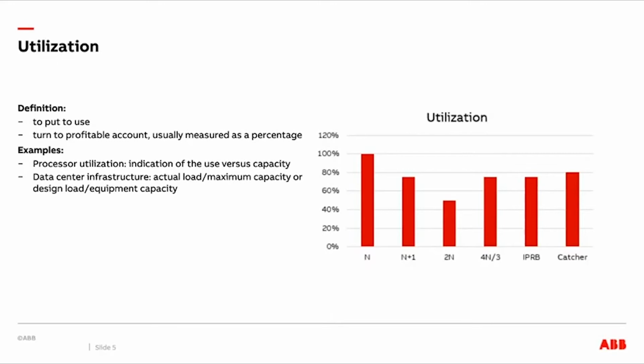What is utilization? It is the ability to put to use an item or a piece of equipment. Actually, it is the ratio of usage versus capacity measured as a percentage. The topology of the critical power system design has a direct impact on the utilization. An N system, which is a system with just enough capacity in the critical components like generators and UPS modules to handle the load, with no redundant paths or components, has a very high utilization but has low reliability.